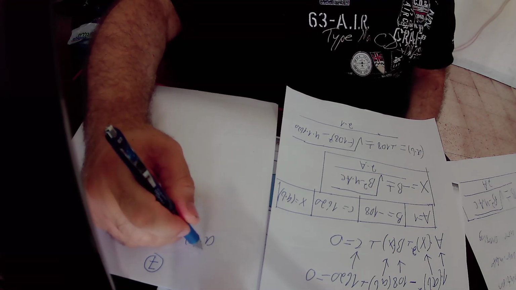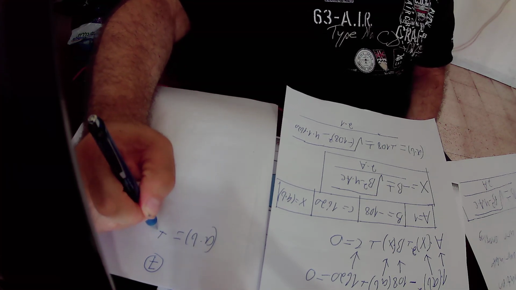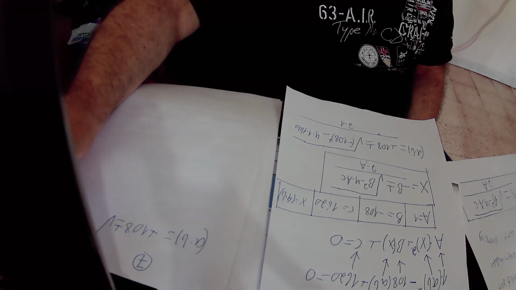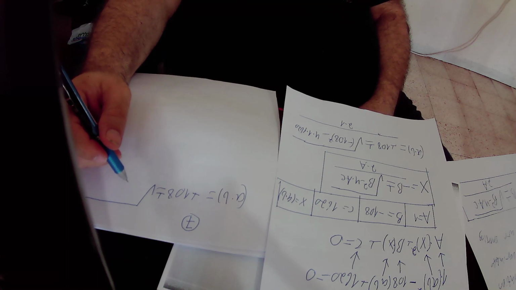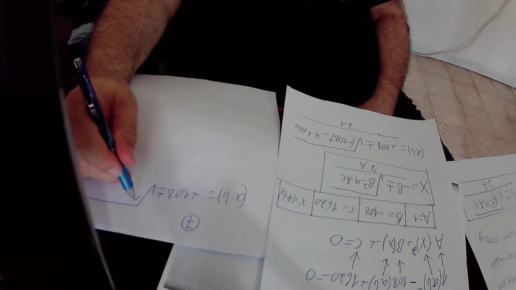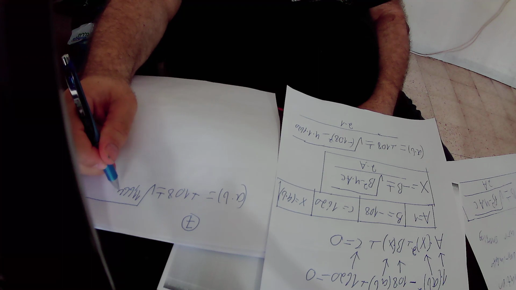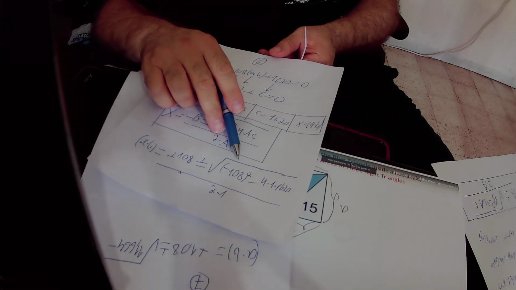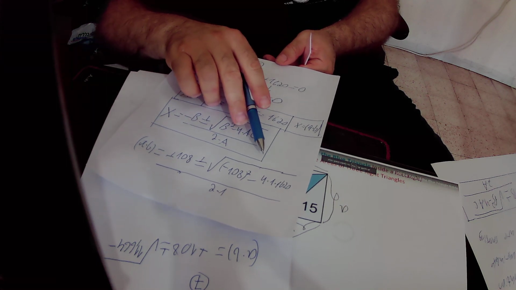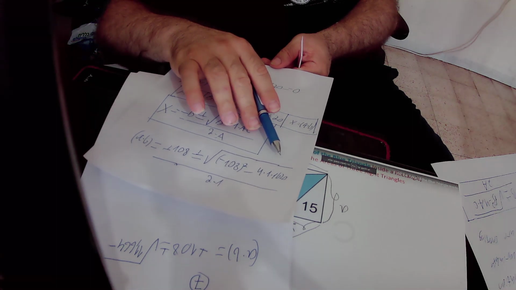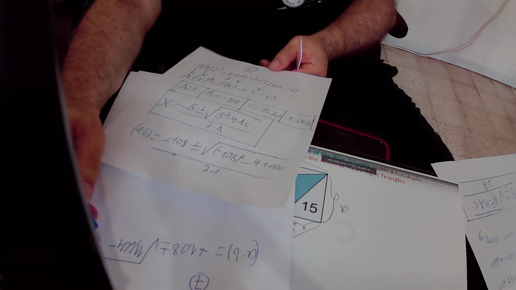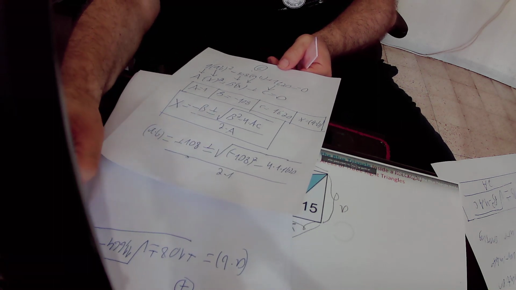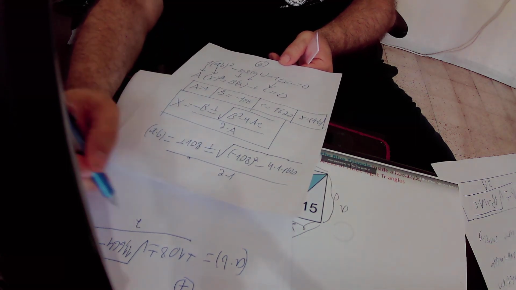So a times b equals plus 108 plus minus the root of negative 108 squared, which is 11,664, minus 4 times 1 times 1620, which is 6,480, all divided by 2 times 1, which is 2. Okay.